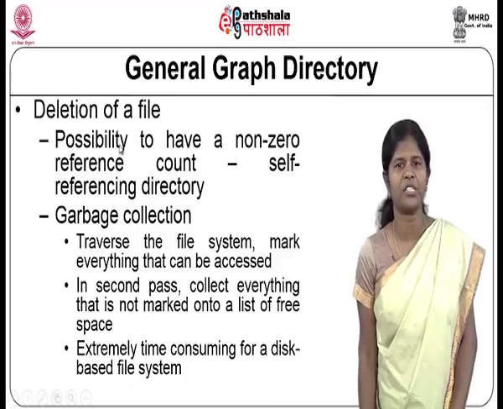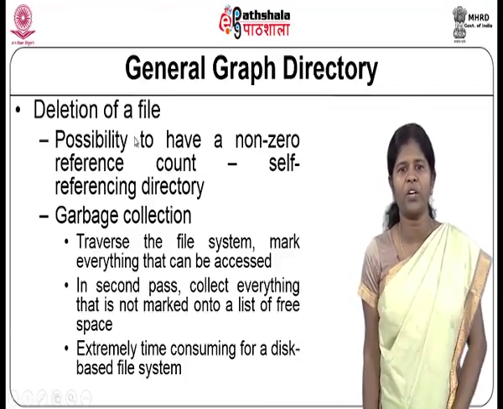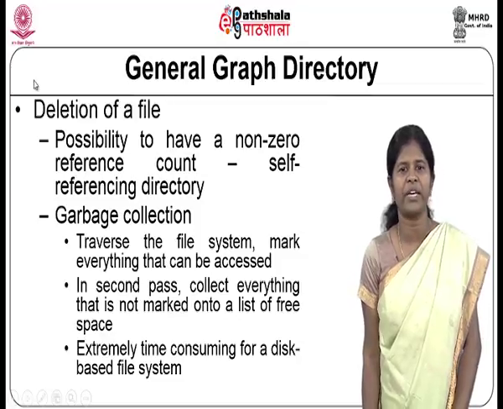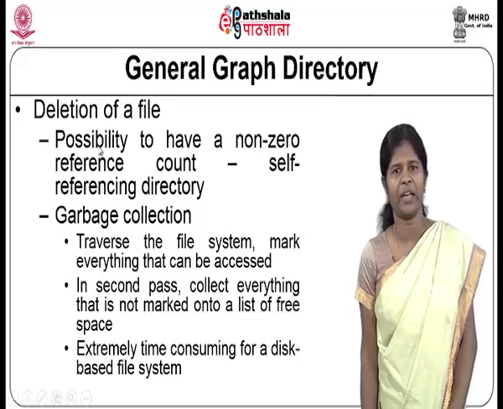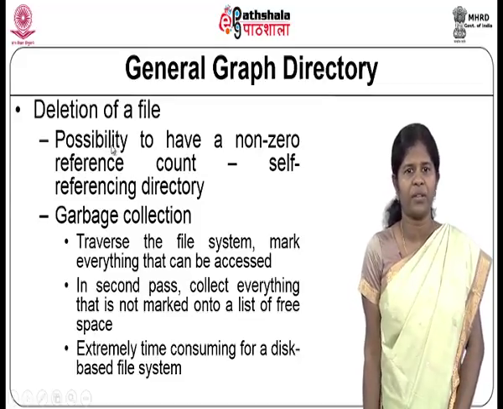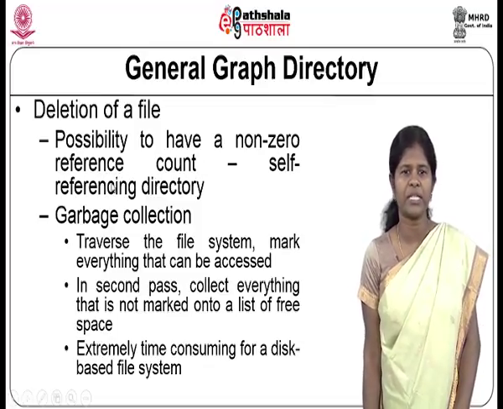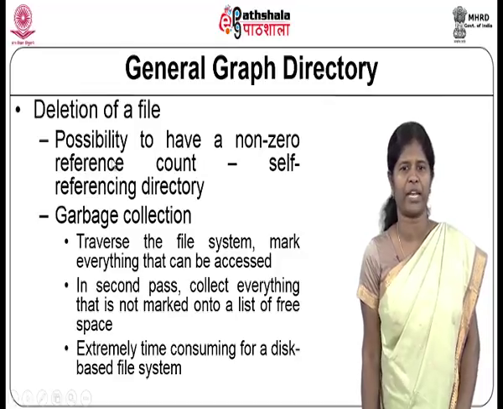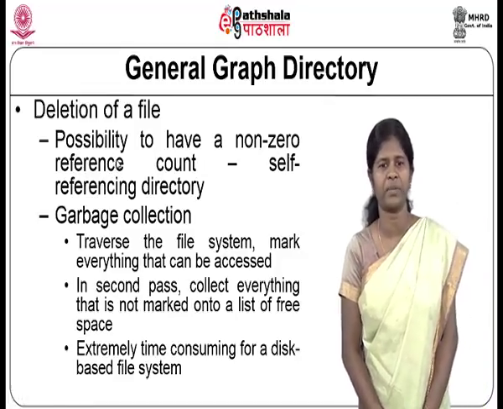So, what happens during the deletion of a file? It is possible to have a non-zero reference count because it is a self-referencing directory. Then in that case, how do you remove the files? The files may not get removed at all, and may not get deleted at all. So, in this case, you may need to do garbage collection, say, at periodic intervals of time.